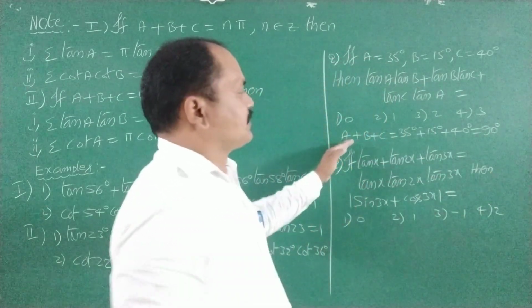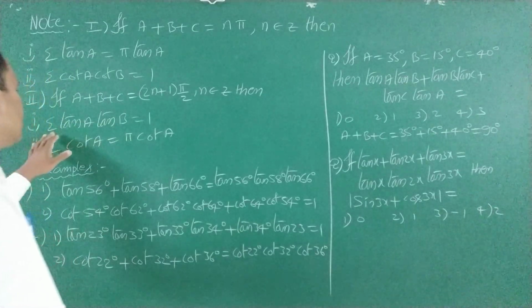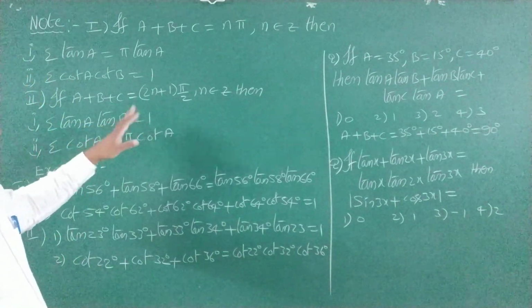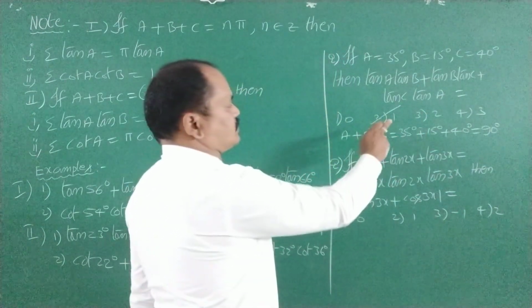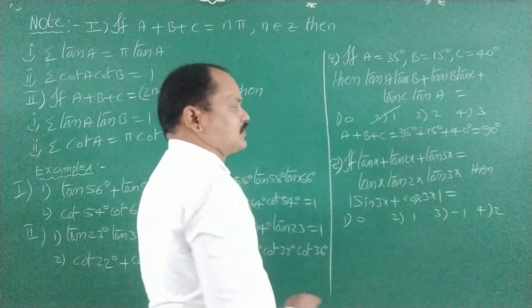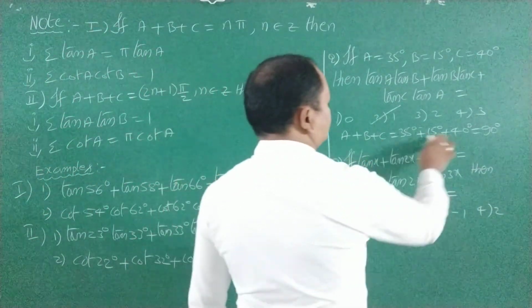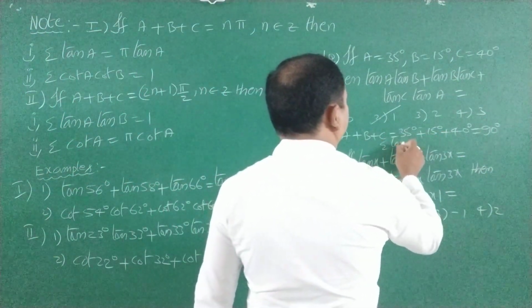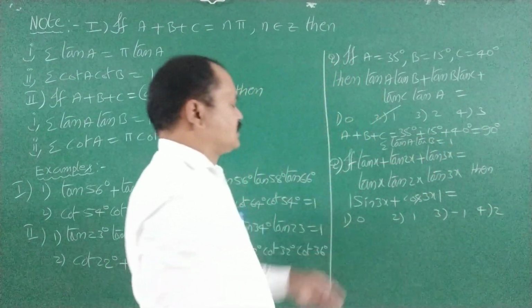That's why if A plus B plus C is 90, then we know that, observe, sigma tan A tan B is equal to 1. That's why the second option is the right answer, since first option 0, second option 1, third option 2, fourth option 3. So the second option is the right answer. Since we know that A plus B plus C is 90, then sigma tan A tan B is equal to 1. That's all.